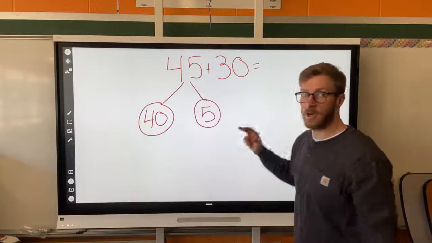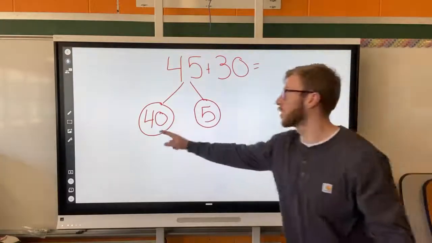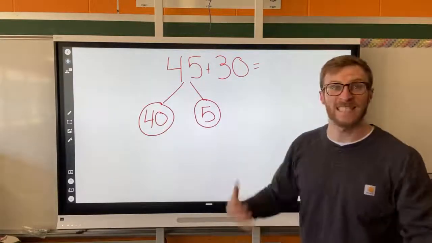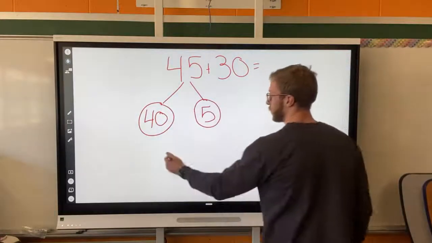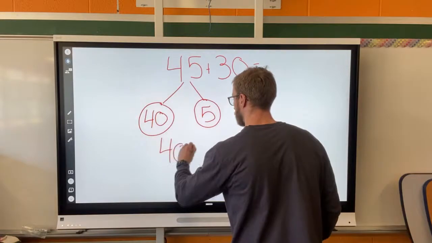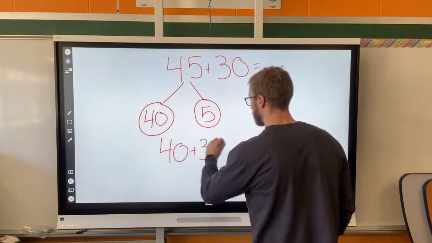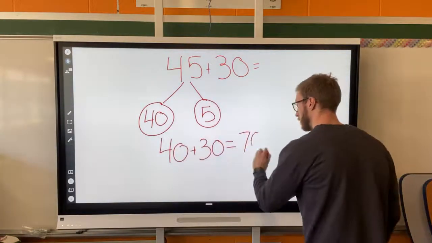40 plus 30. Oh, I know that. We just did that. 4 tens plus 3 tens is 7 tens. So we have 7 tens. So we can do 40 plus 30, which is 7 tens, and we know is 70.